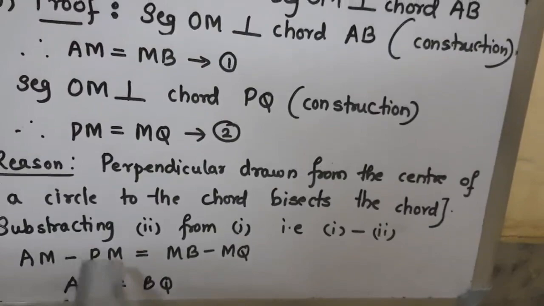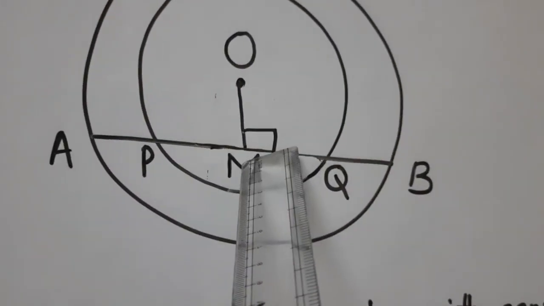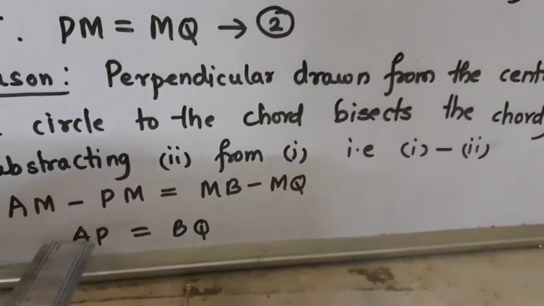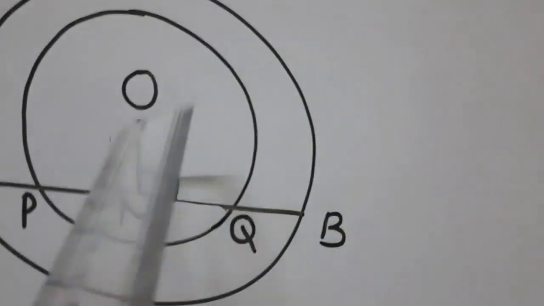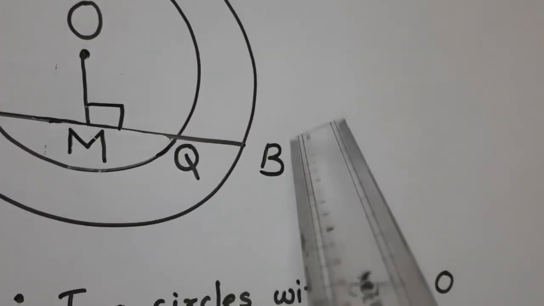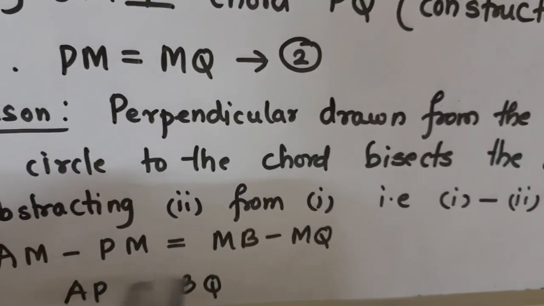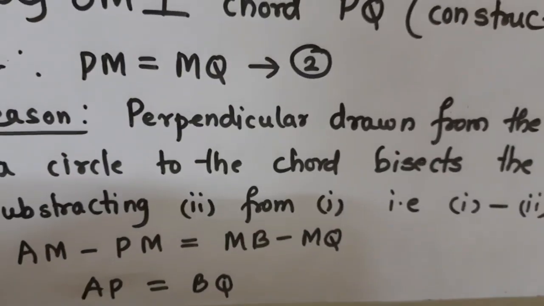Now we will see what is AM minus PM. If you see the picture, AM minus PM, what is left? AP. So we have written AP here. Then we have MB minus MQ. What is left here? BQ. So we have written BQ. So we got AP is equal to BQ. Therefore, this is the thing we have to prove.